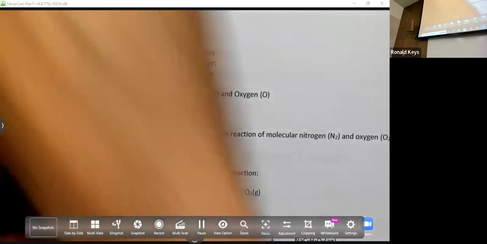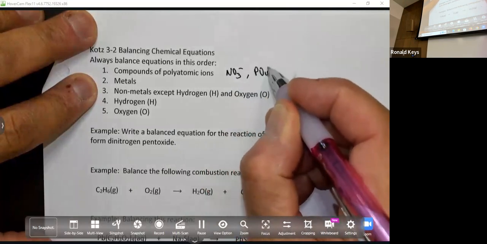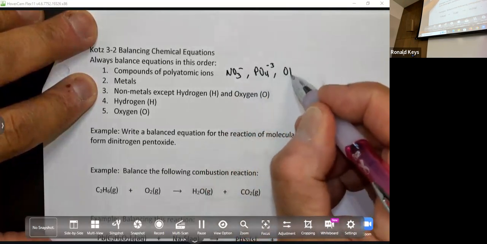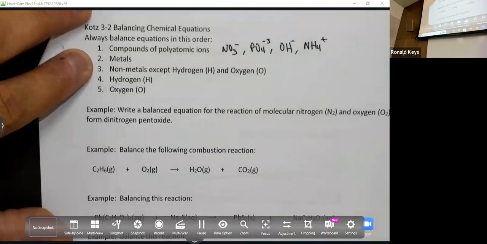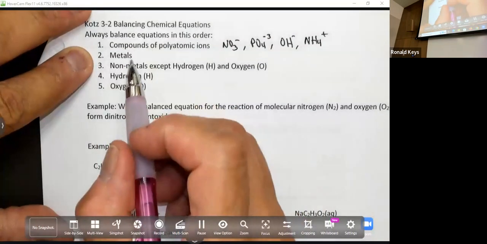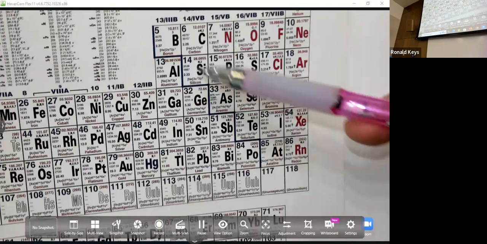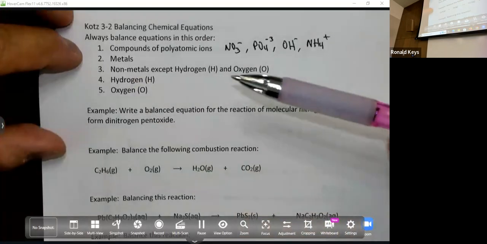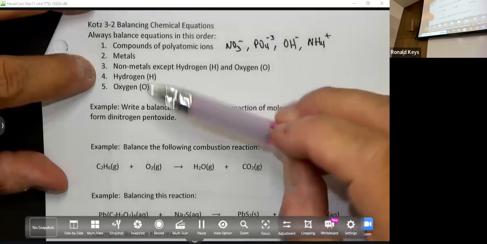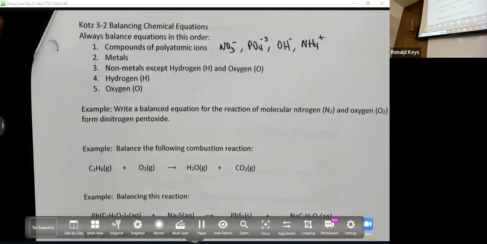Compounds that have polyatomic ions first. So do you have nitrates? Do you have phosphates? Some kind of polyatomic ion. And then we look at metals next. Know that our metals are to the left of the staircase line here. So we do metals next. Then we would do non-metals except hydrogen and oxygen. Then hydrogen and oxygen. Do oxygen last. It's going to be your highest number 9 times out of 10.